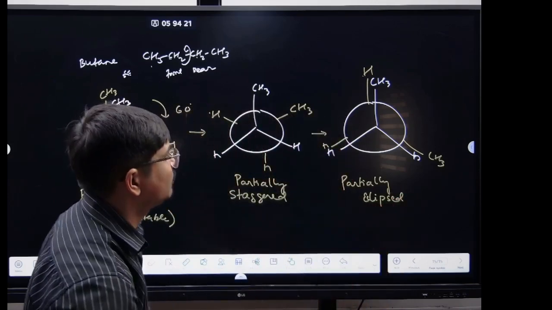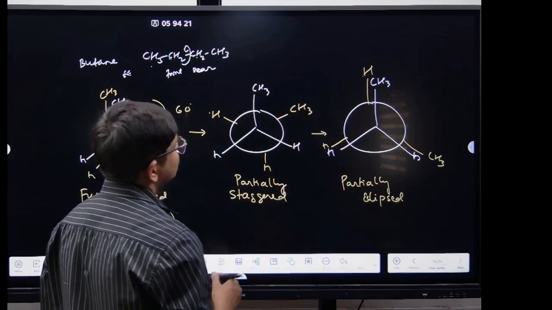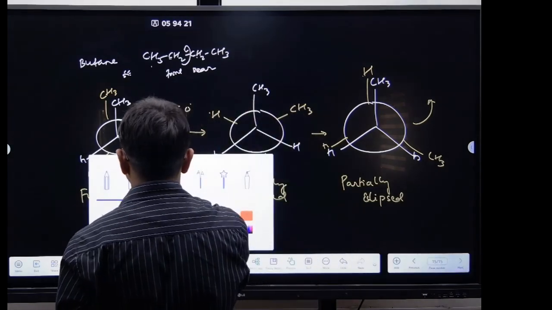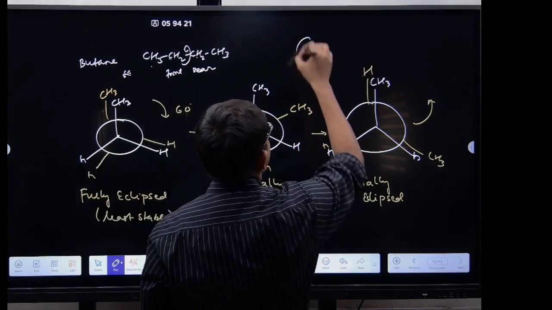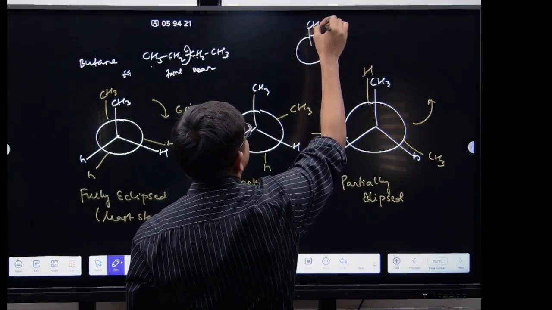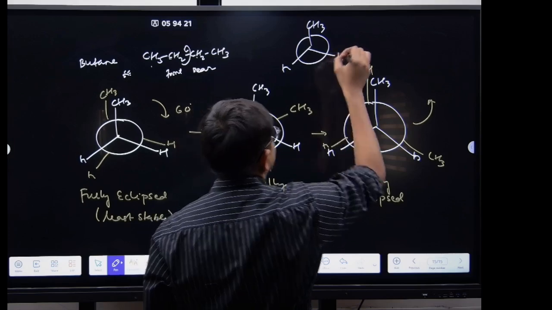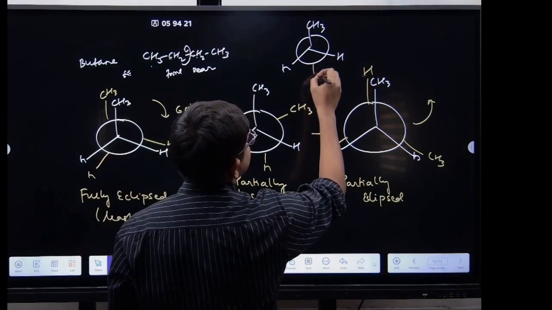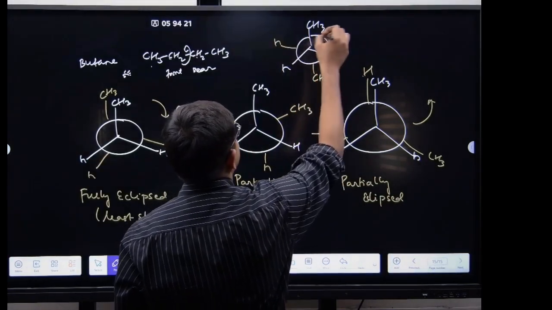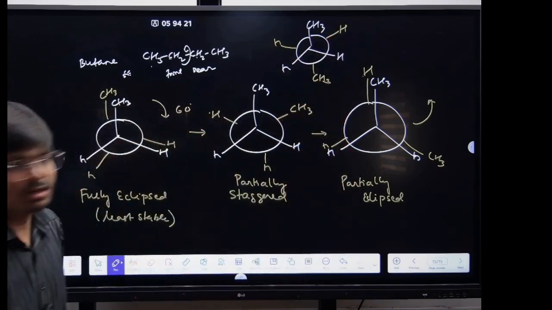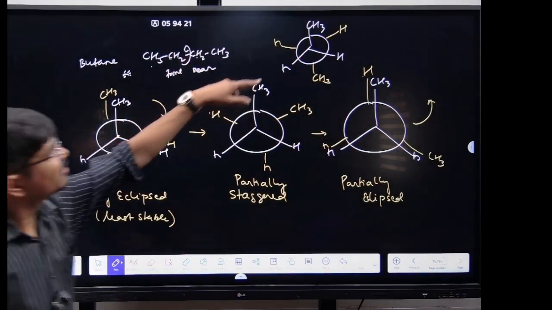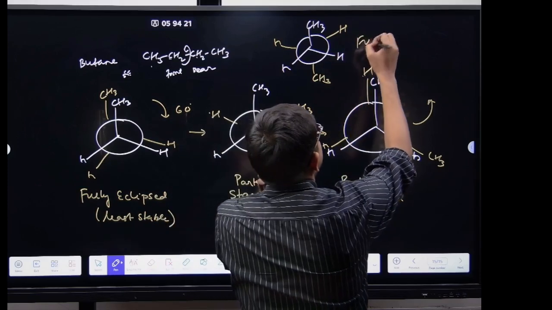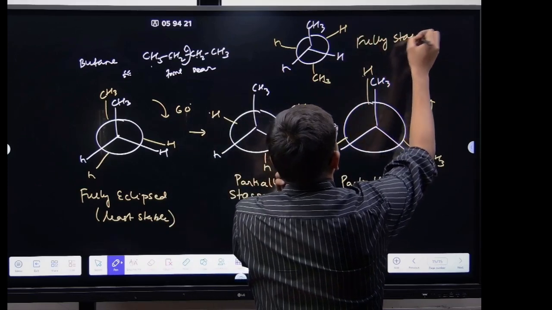Again, if I rotate this bond, it will look like this one. See here, it will look like you have the bond, you have the CH3, and you have the hydrogen, hydrogen. The bond will look like this. CH3, here you have the hydrogen, and here you have the hydrogen. Got it? Understood? So see here, the CH3 groups are anti to each other, right? This is basically the fully staggered one.